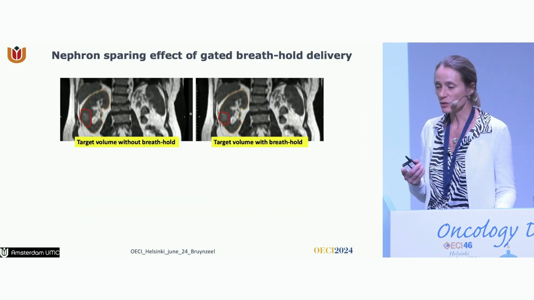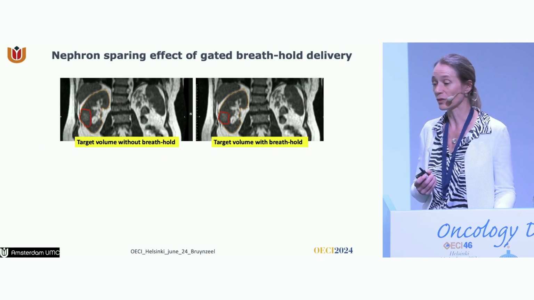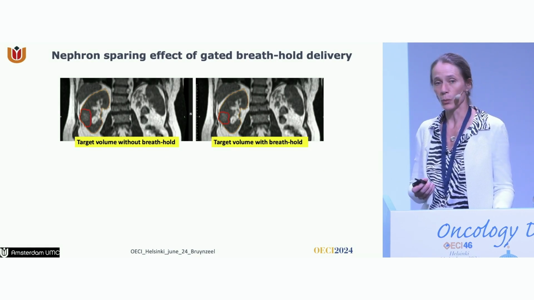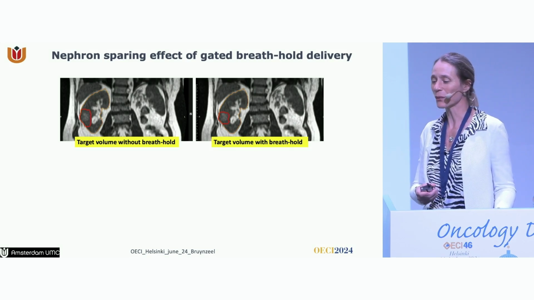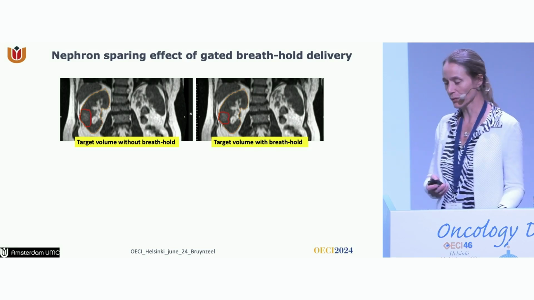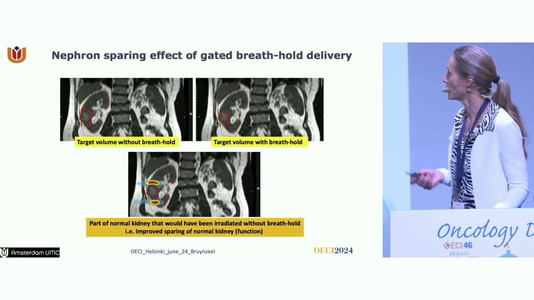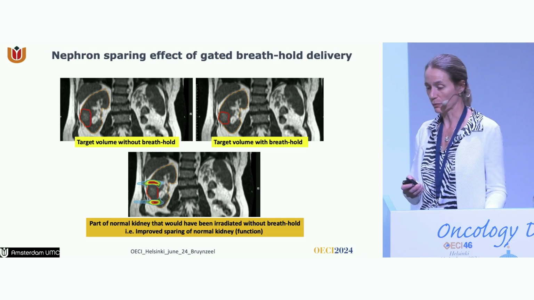And this figure illustrates the nephron-sparing effect of gated breath hold delivery. On the left, you see the target volume without breath hold. On the right, with breath hold. And here you see the normal part of the kidney that would have been irradiated without breath hold.